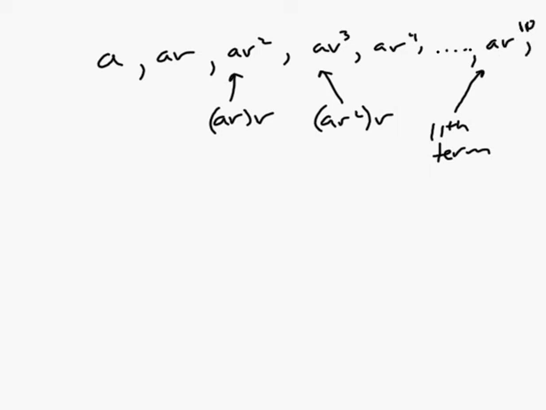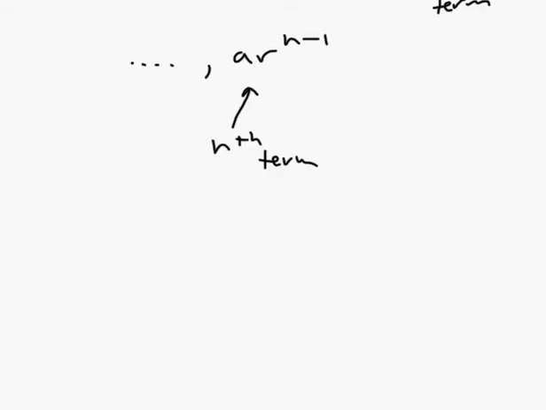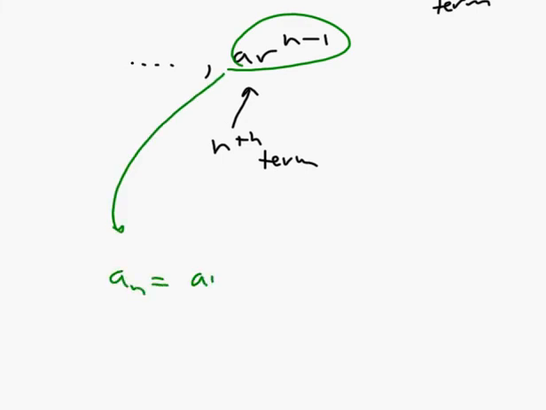All right, and then we kept on going. At some point, we land on a term that I'm going to call the nth term. It's going to be a times r to the power n minus 1. Okay, so what we can say is, this is the formula for the nth term. We can write that this way: a sub n equals ar to the n minus 1. Okay?